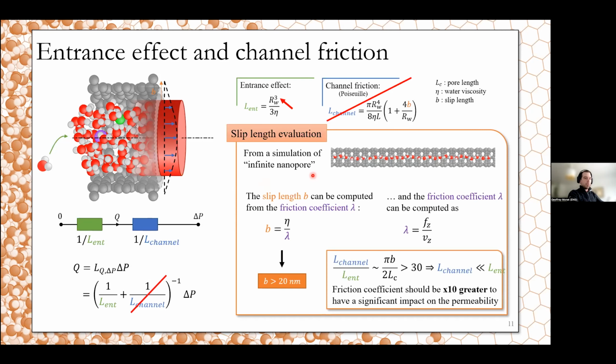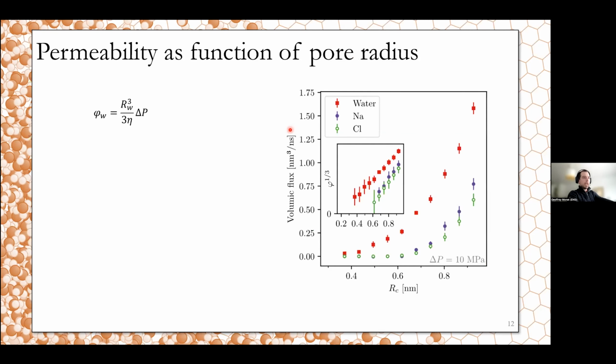So in the end, we can say that the friction factor is negligible compared to the entrance effect. Actually, the friction would have to be 10 times higher to have a significant impact on the permeability. We can forget what happens inside the nanopore. What is important is the apparent cross-section of the nanopore. So here is what it looks like in this figure.